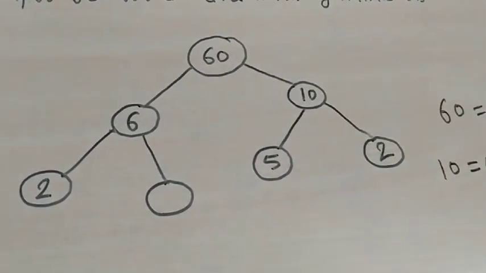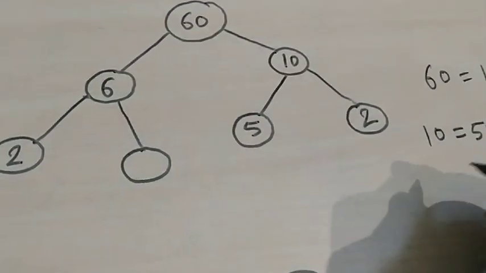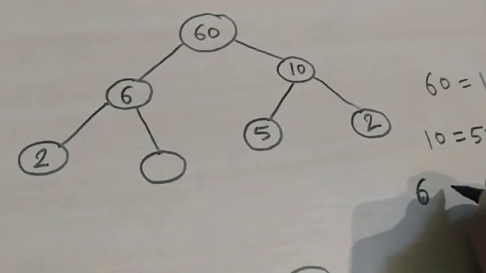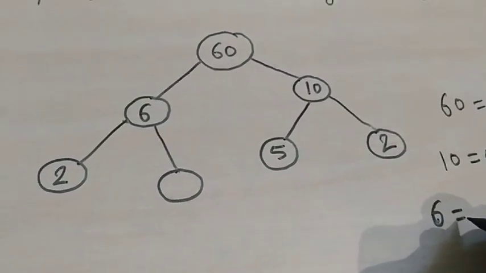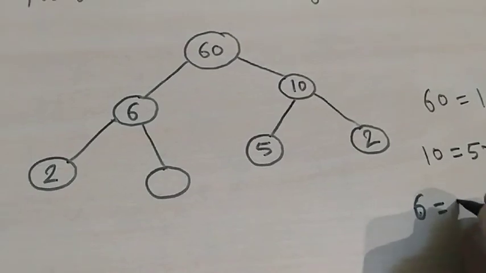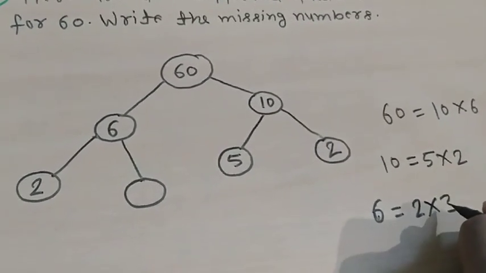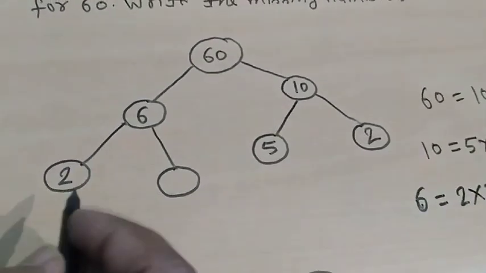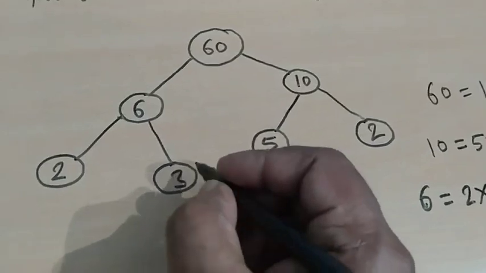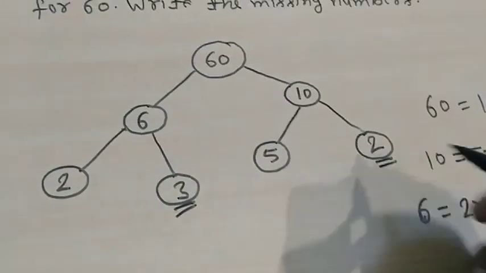Okay. Now this part, this is 6. So you can write 6 like this: 6 times 1 is 6, but here one factor is 2. So we break it into 2 times 3. Clear? So 2 is here. So we put in this circle 3. Okay. So here we put 3 and here we put 2.